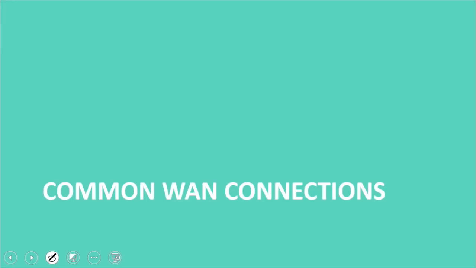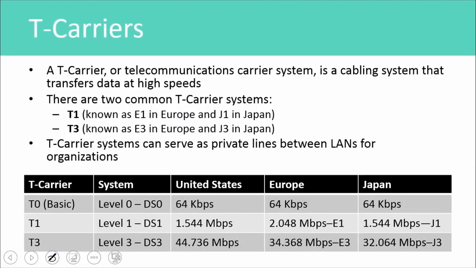All right, so let's talk about the different kinds of connection technologies that are available in WANs, right? So how do we access the internet from our home or from our office? What kinds of technologies are available to us to connect to all that data out there? So first up is T carriers. A T carrier is just a telecommunications carrier. It's a cabling system that transfers data at high speeds. It's a dedicated line, right?